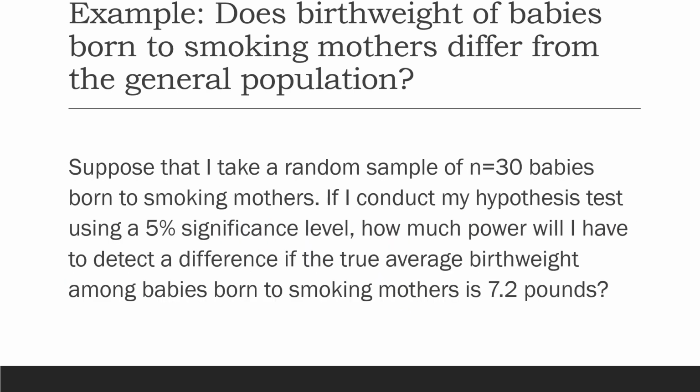So suppose that I take a random sample of n equals 30 babies born to smoking mothers. I know my sample size is n equals 30. I'm going to conduct my hypothesis test using a 5% level of significance. The significance level is something else that I said affected the power. And I want to know how much power I will have to detect a difference if the true average birth weight is 7.2 pounds. So this is going to be our specific alternative that we'll need for part 2.